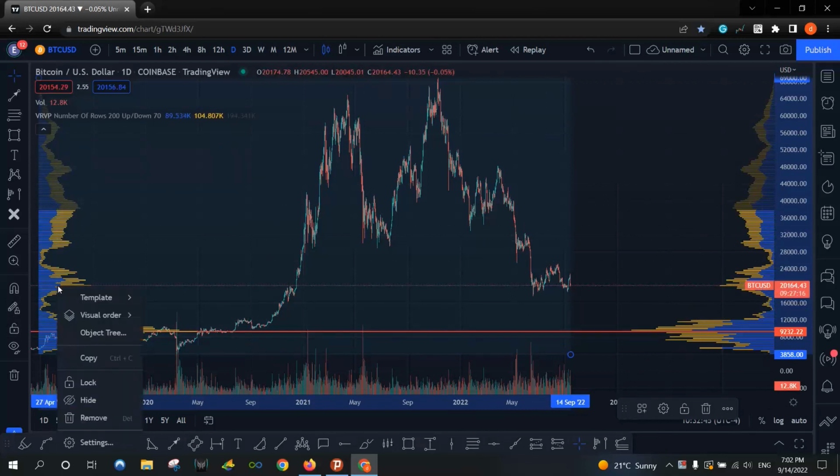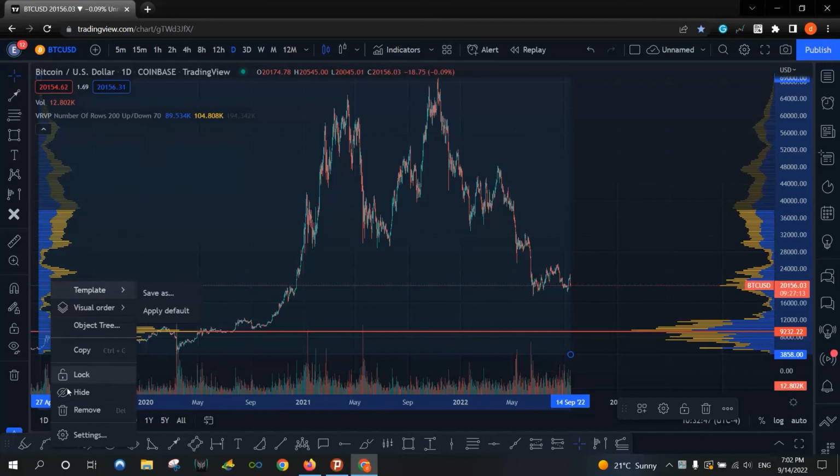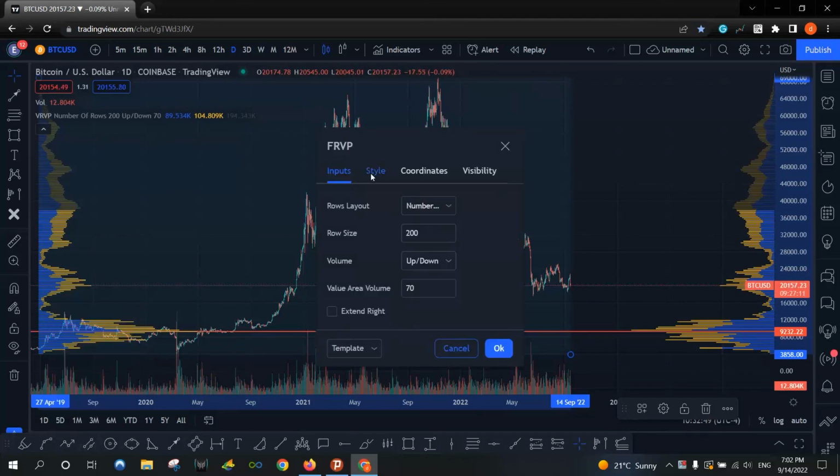Just note that for the first time when you use it, right click on that, go to the settings, and go into the input and change the number to 200.